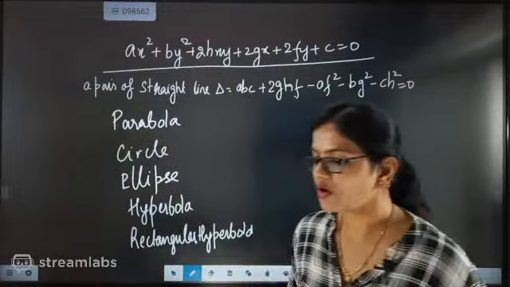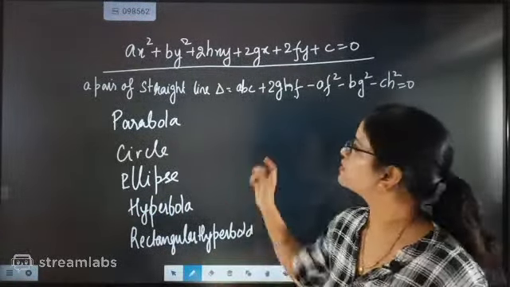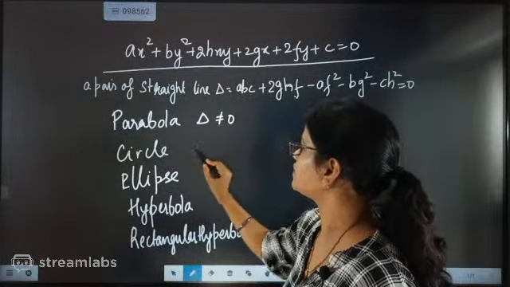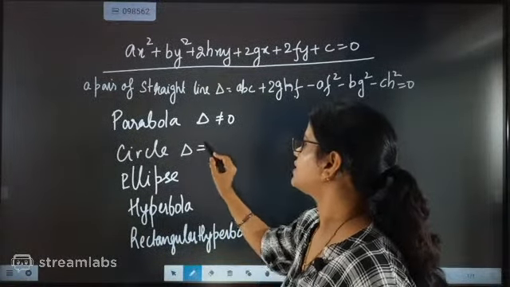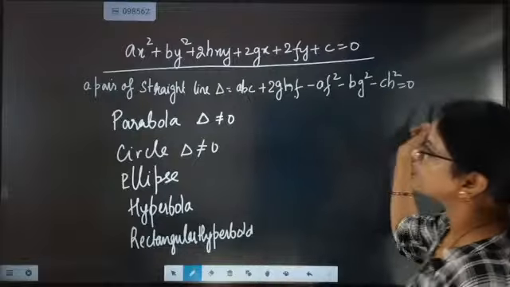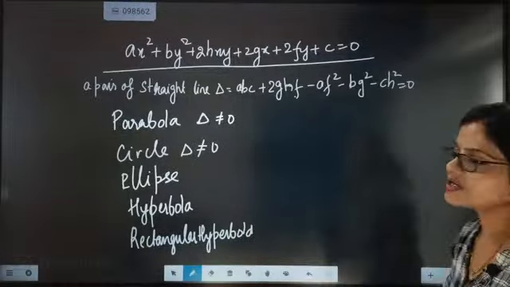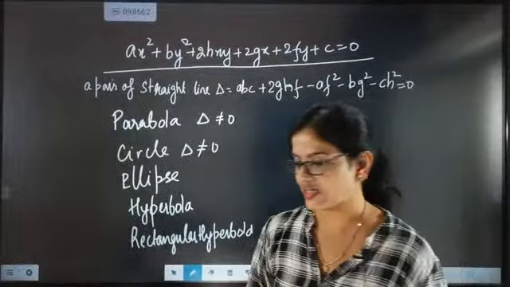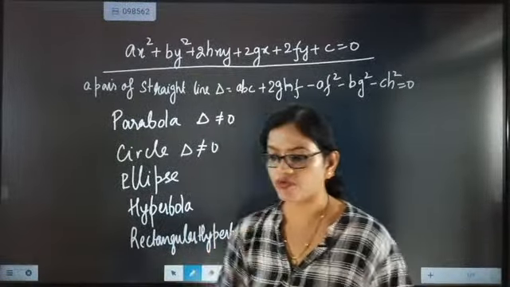Okay, so we are going to talk about different types of figures when delta will not be equal to 0. So all the cases when delta will not be equal to 0. When delta will be equal to 0, meaning the arrangement of these coefficients, once this becomes equal to 0, then this equation will be presenting as a pair of straight lines.